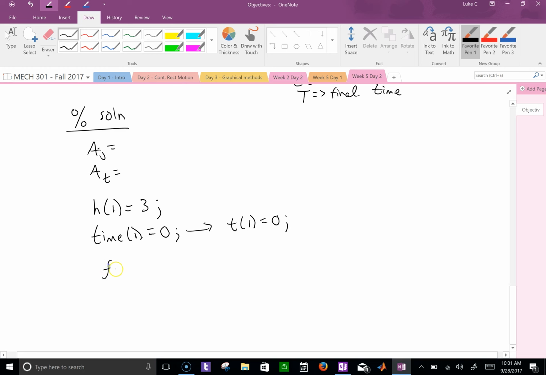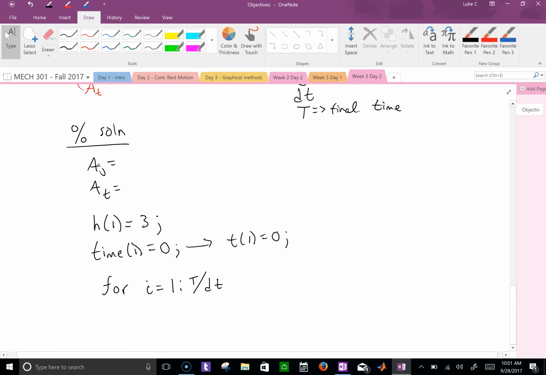Okay, here's our for loop. For i equals 1, 2, big T over delta T. You pick whatever delta you want. So dt is the change in time. So say we picked 10 seconds as our final time, and we picked delta t as 1 second. How many times is this loop going to do it? 10 times.